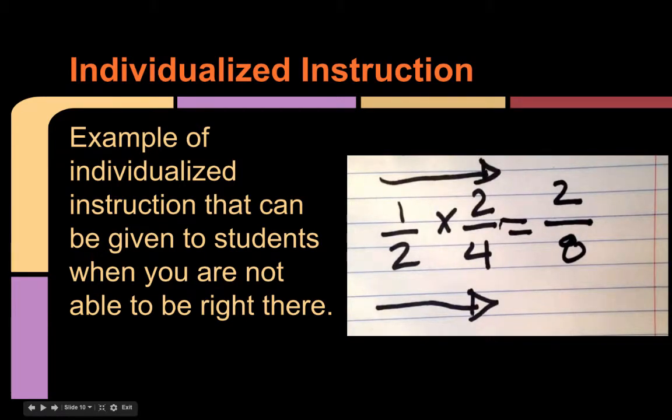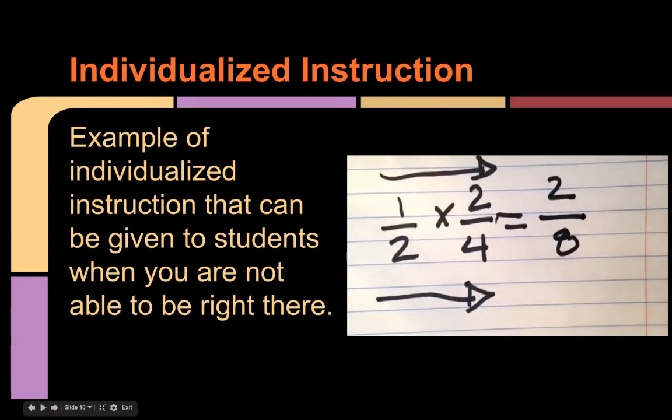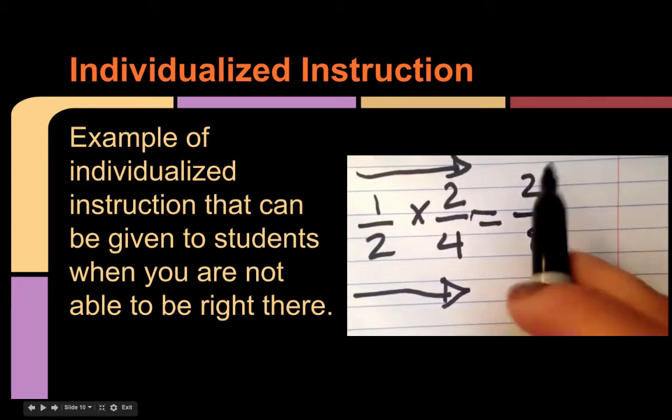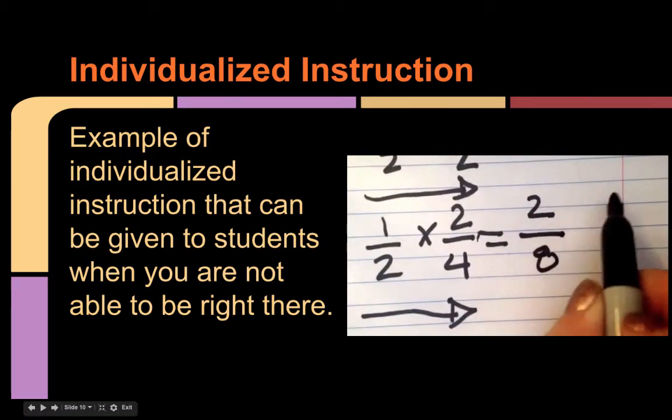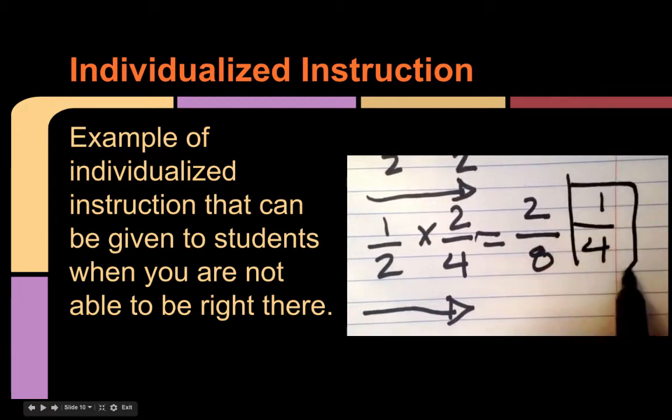Alright, now we got to reduce it. So we're going to go by 2s, by 3s, by 5s. So this time is going to be by a 2. So I'm going to go 1/4. That's going to be your final answer.